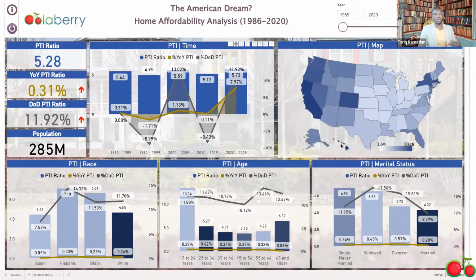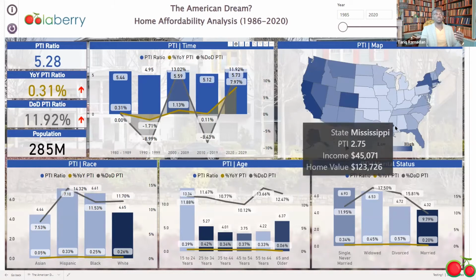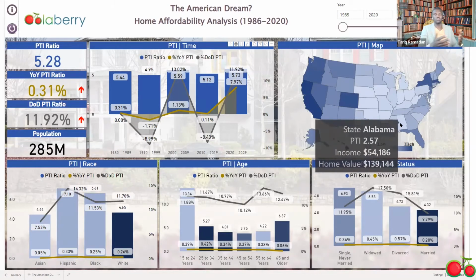Now, on a personal example, as far as what demand is, my wife's brother lives in Alabama, and he's currently looking for a home.